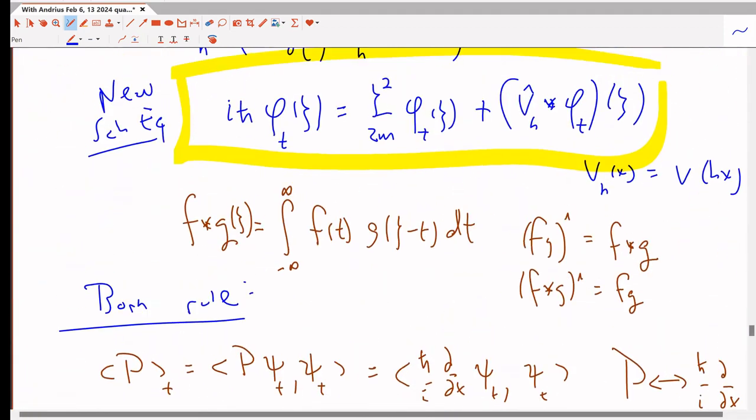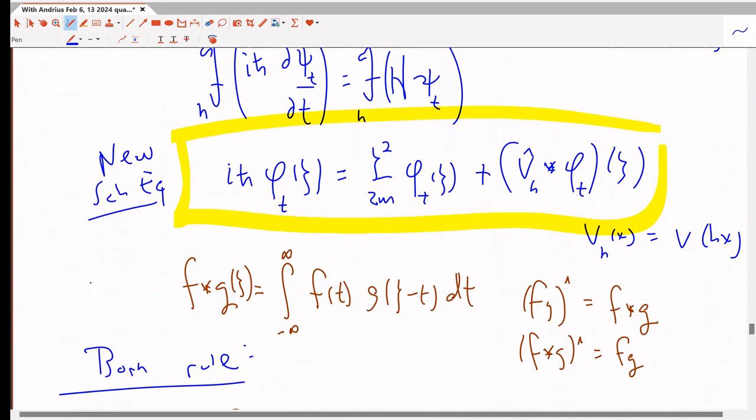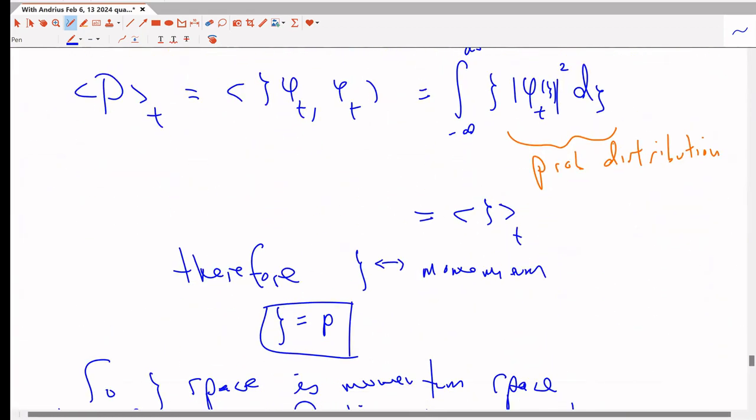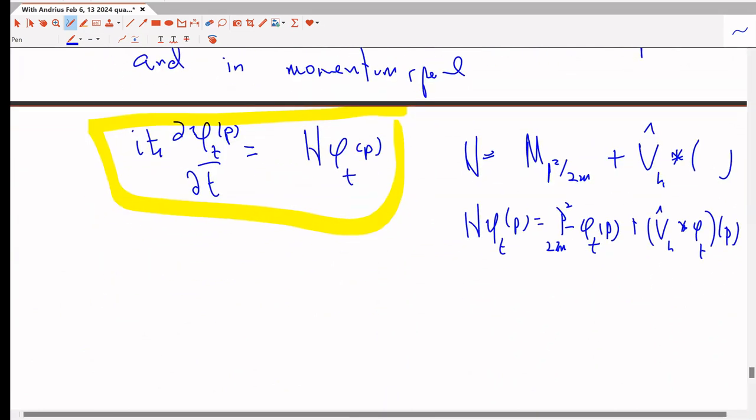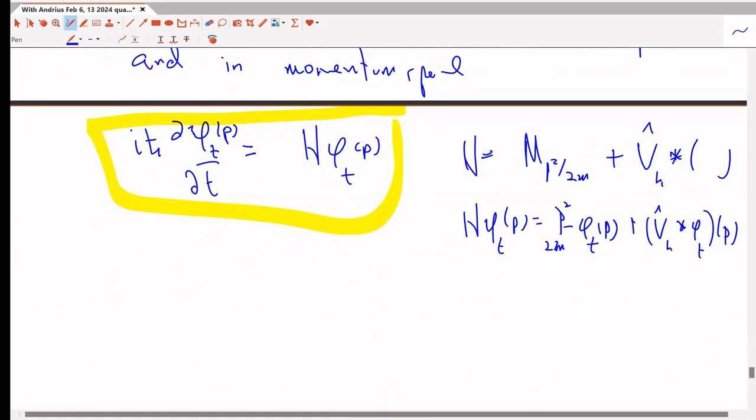Where was it? It was this right here. I just wrote it down with P instead of zeta. Zeta was up here. Zeta was just a parameter that came out of the Fourier transform. And the Born rule allows us to interpret that as P, as actual momentum.